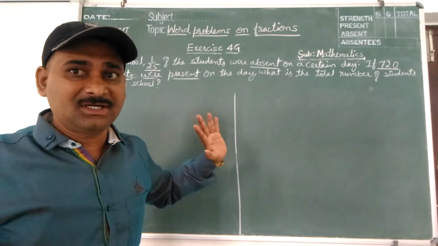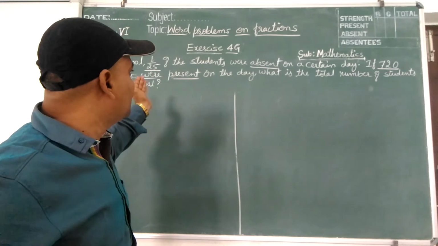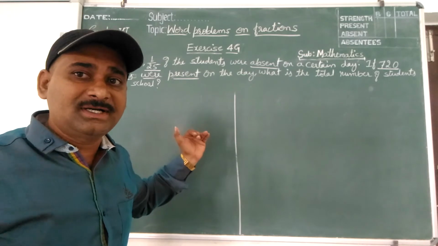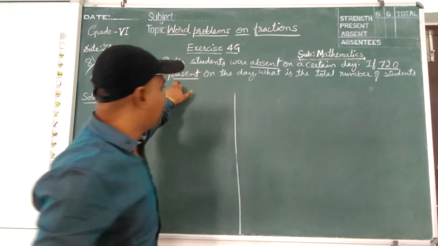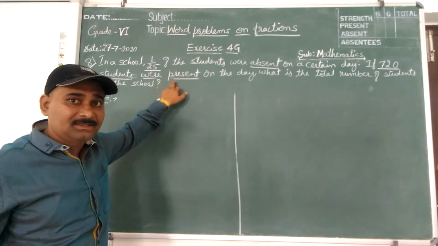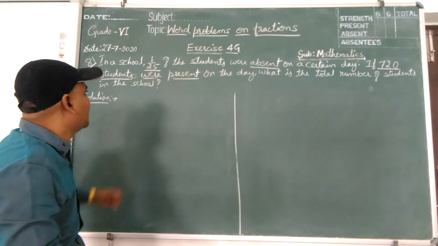Absent is in the form of a fraction, so what is the first step, children? The first step is, the part of children who are absent is 1 by 25, and we should also find out the part of students who are present. How many students are present? That part in the form of a fraction we should find out first. Okay.